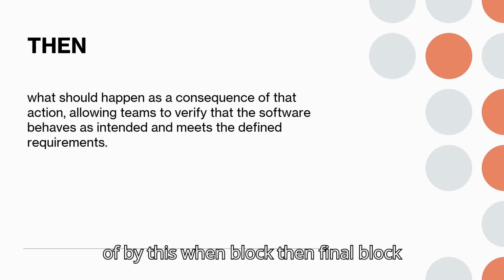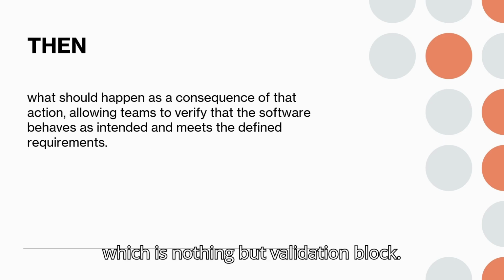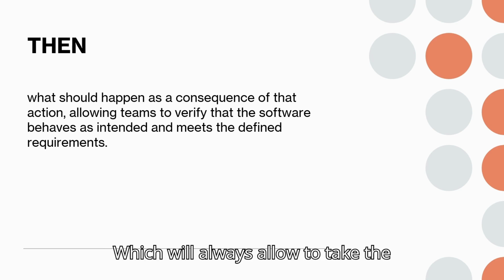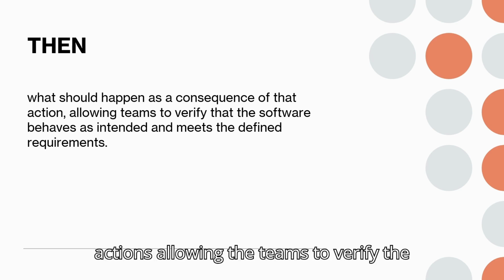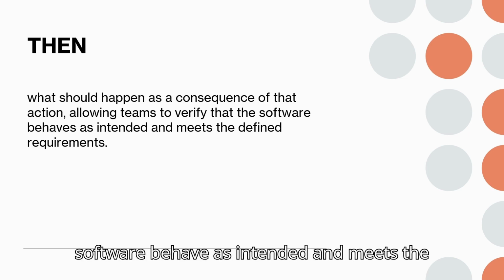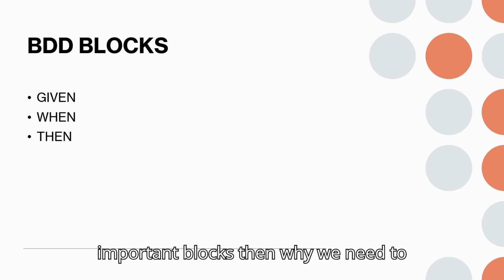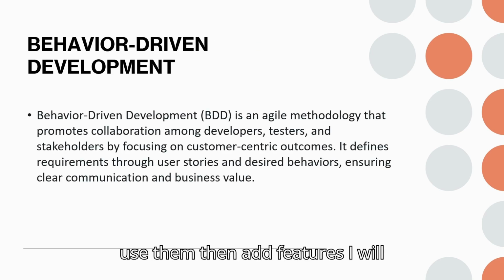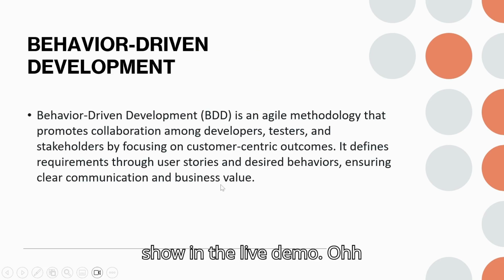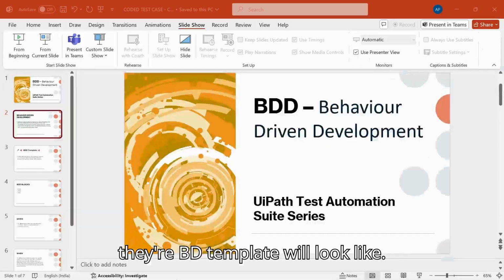Then the final block is the validation block, which allows teams to verify that the software behaves as intended and meets the defined requirements. Okay, so these are the important blocks. I will show in a live demo how the BDD template looks.